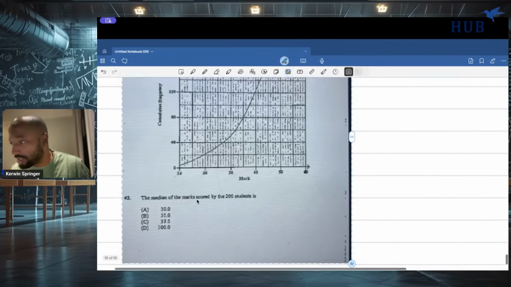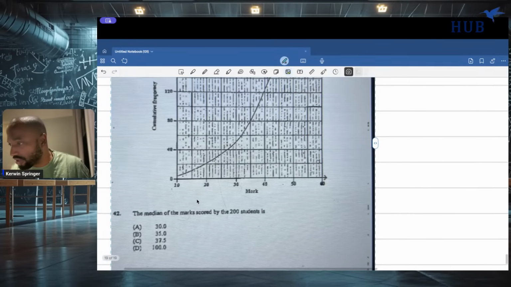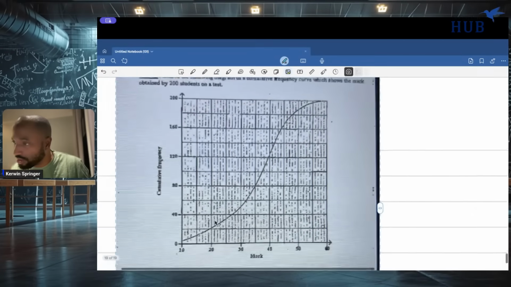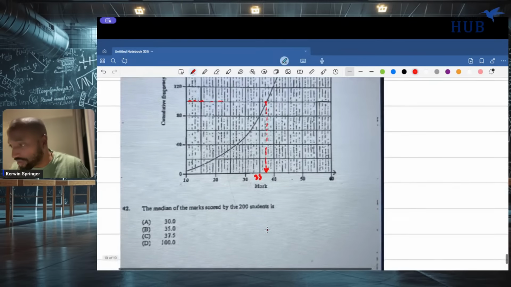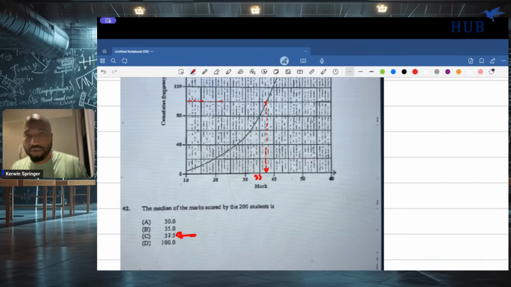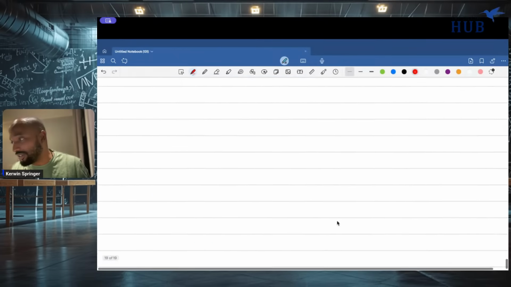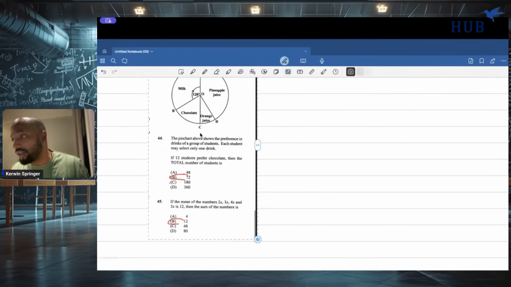The median of marks scored by the 200 students. Median means middle, so we just need to hit the middle, touch the road and swing down. It's halfway between 35 and 40, so 37.5. That's a popular question from back in the day. For those of you doing real past papers and reaching far down, starting to reach 2016, 15, 14, going back, you can see that question coming over and over.